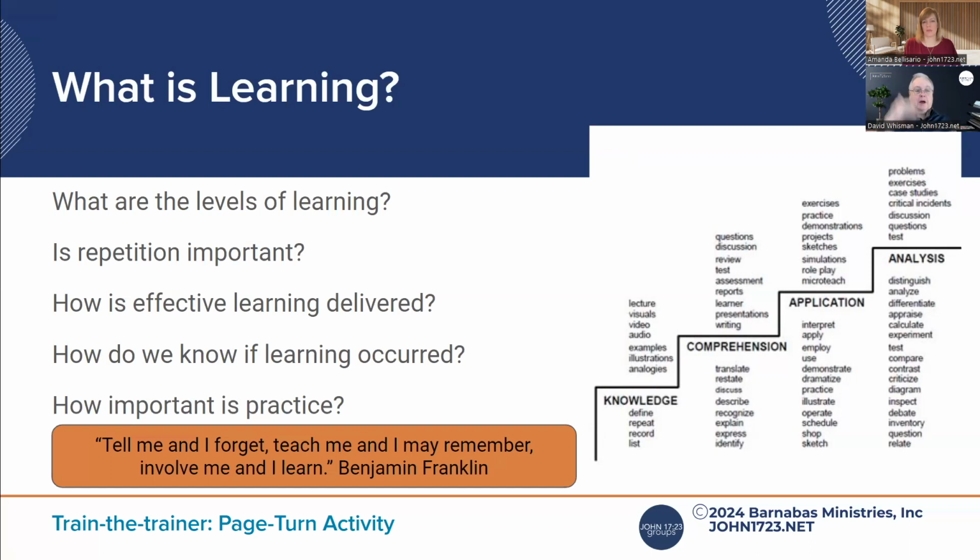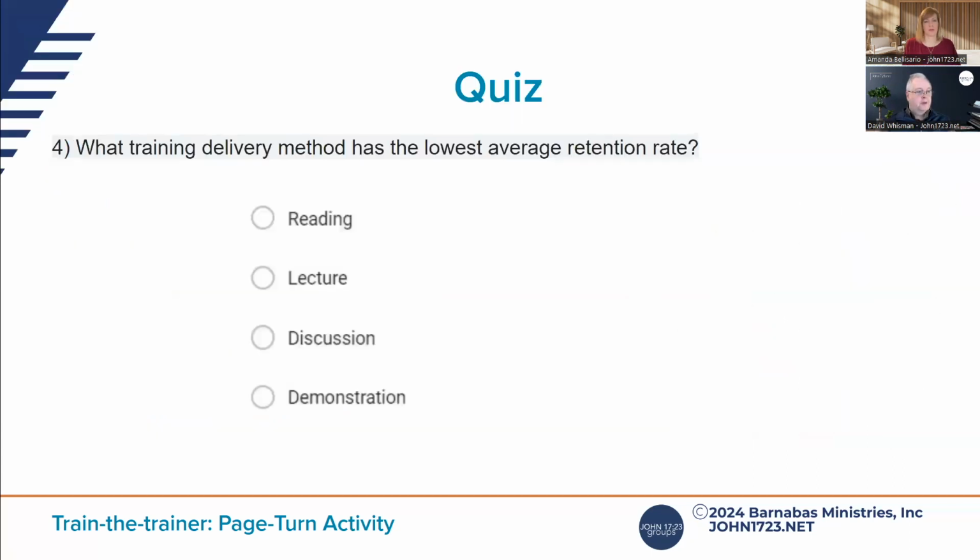And the words on the top are some of the ways that these things can be taught. So our next quiz question is going to get into that a little bit. What training delivery method has the lowest average retention rate?